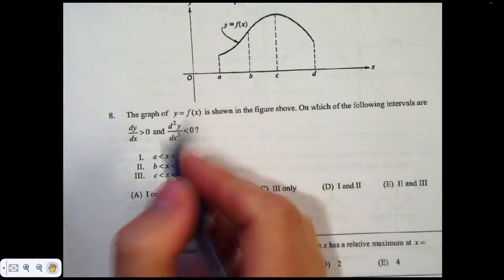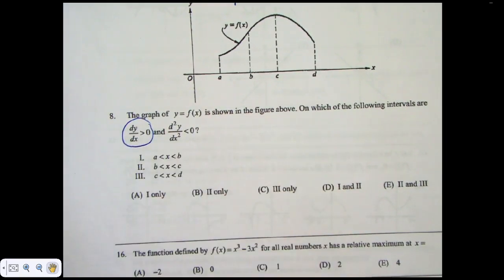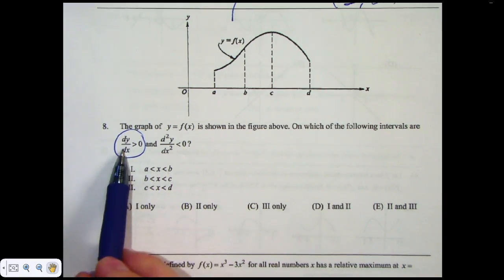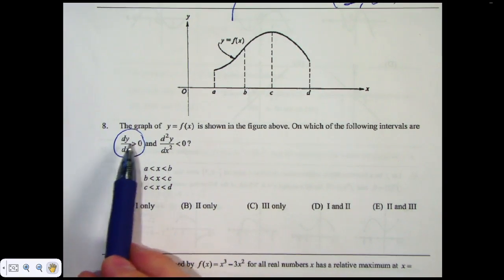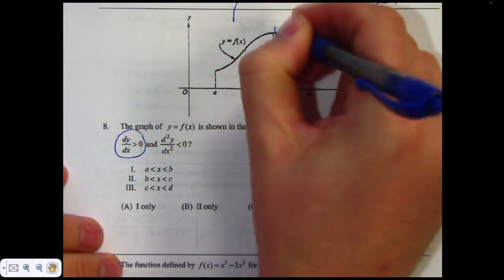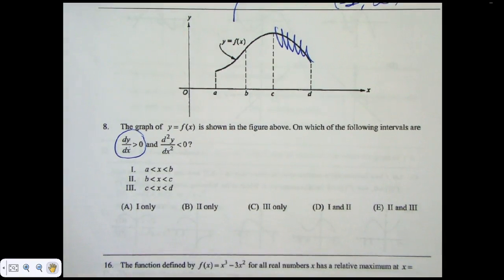Number 8, dy dx is greater than 0. What does that mean? What's positive? The derivative is positive. Derivative greater than 0, derivative positive. What does derivative positive mean? The original has to be increasing. So it can't be this C to D interval because I'm not increasing there.